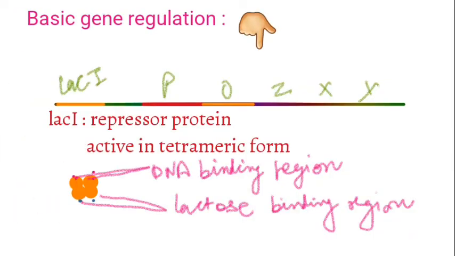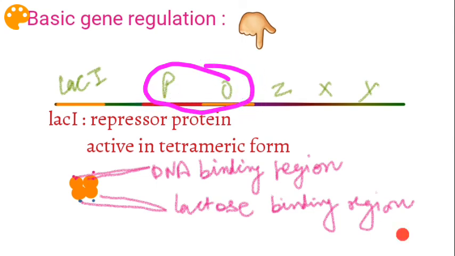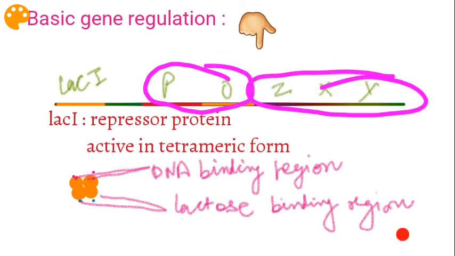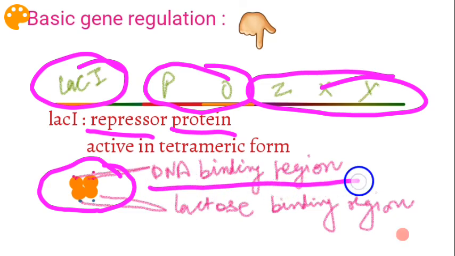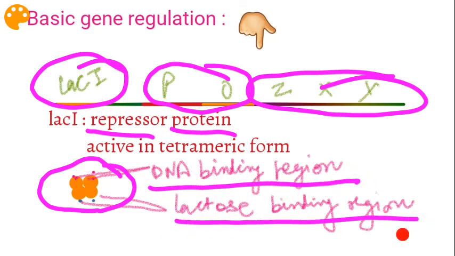The next topic is basic gene regulation. In this case, we are aware of the regulatory region and structural region of the operon. Now there is one more gene known as LAC-I. It's also known as the repressor protein. As its name suggests, it is a repressor protein, so it helps in repression of the operon, right? The protein is active in its tetrameric form, right? It has two DNA binding regions and two lactose binding regions.